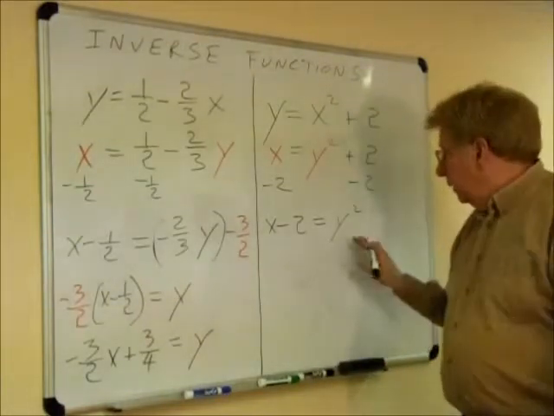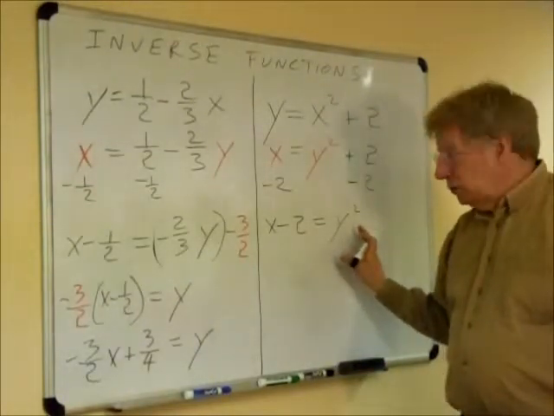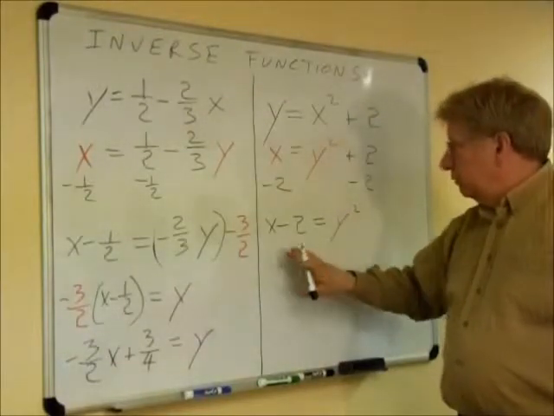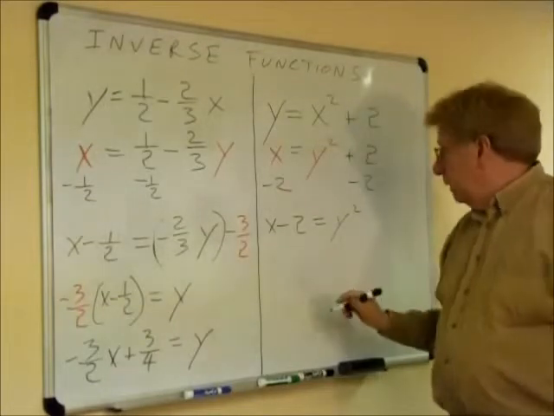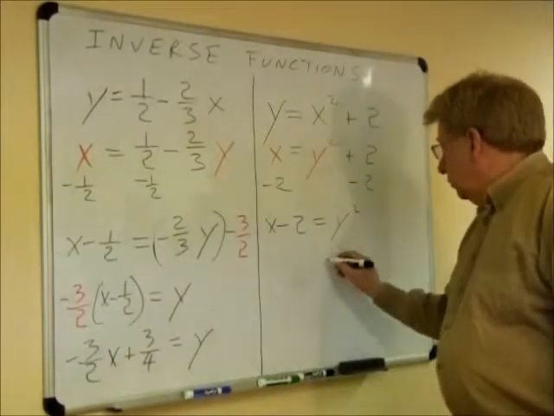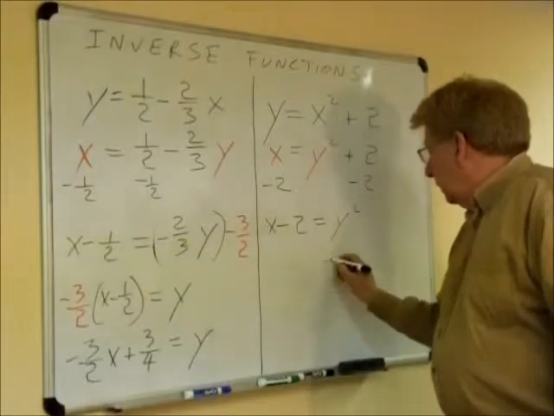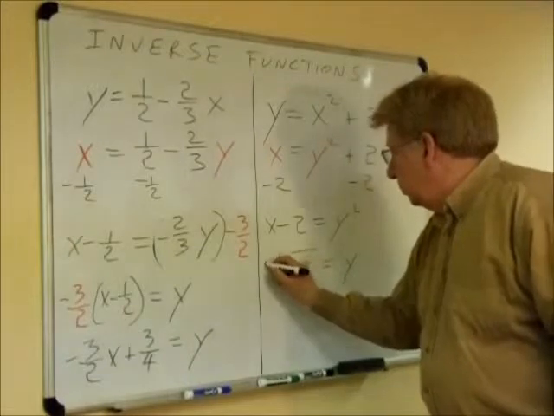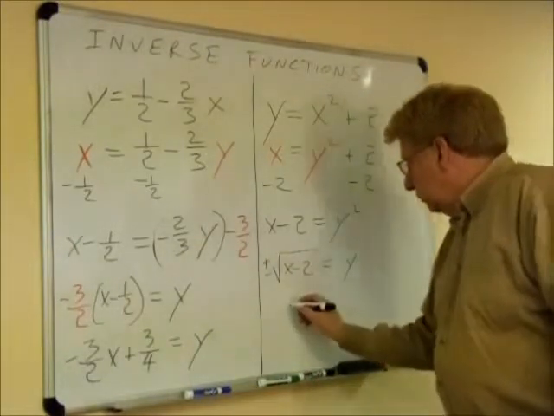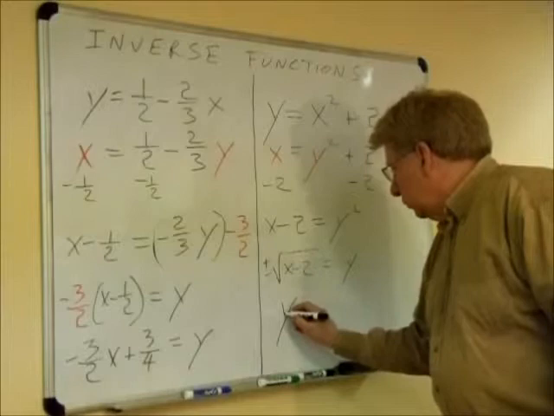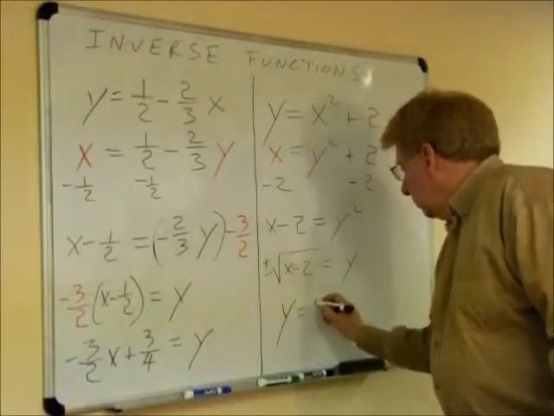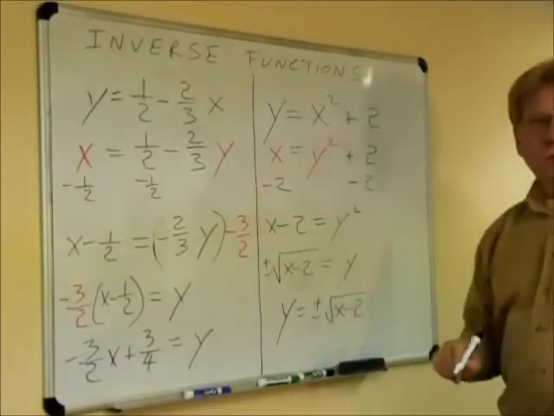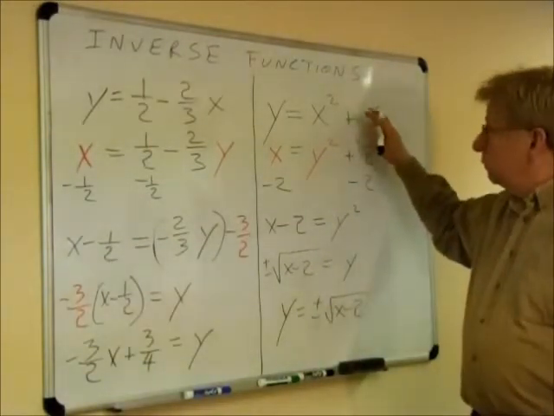Now, we want y on one side, so we're going to have to take the square root of y squared to get y. And if we take the square root on this side, we have to take the square root on this side as well. So I'll use the square root of this and I'll get y. And the square root of this, x minus 2, plus or minus. And then I'll just reverse it to look consistent. Plus or minus square root of x minus 2. And that's it. That's the inverse function for this function up here.